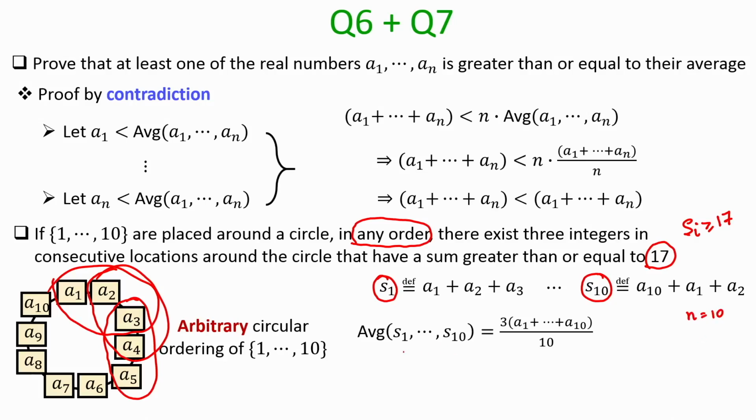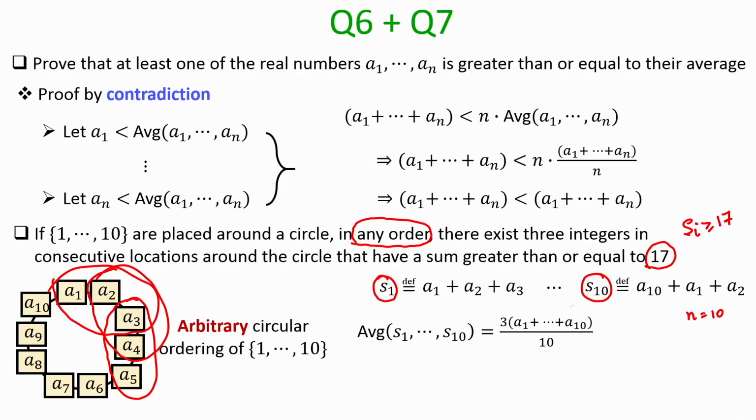Now, what will be the average of these sums S 1, S 2, up to S 10? It does not matter what the values in your circular arrangement are. If you take the average of these 10 sum values, then in the denominator you will have 10, because n is 10. But when you take the sum of S 1 up to S 10, each number in this arrangement will occur 3 times, because a 1 will occur in S 1, a 1 will occur in S 10 and a 1 will also occur in S 9. In the same way, a 2 will occur in S 2, it will occur in S 3 and S 4, and so on.